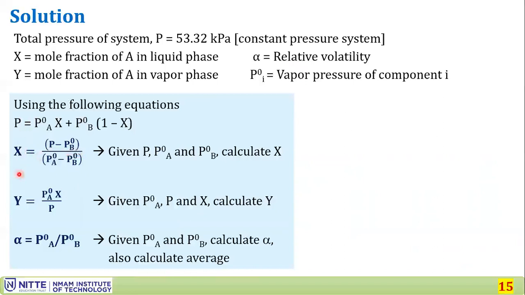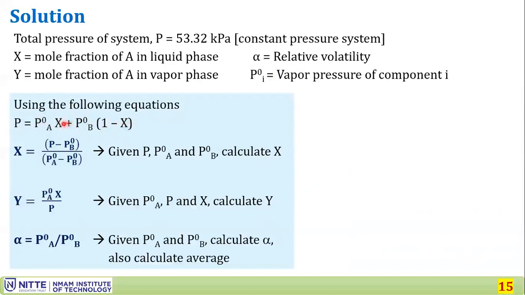So how do you do it? This is the sequence in which you have to do it. You don't have to memorize the equations, you can simply write this equation. How do we write it? P is equal to the sum of two partial pressures, PA and PB. By Raoult's law, the partial pressure is P naught of A into XA, and P naught of B into 1 minus X. So that's how I got it.